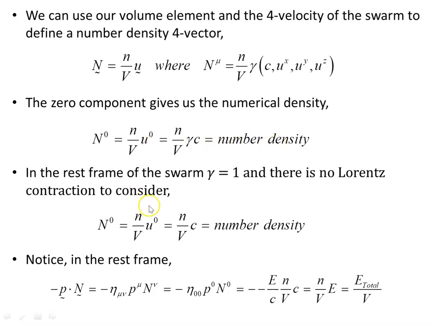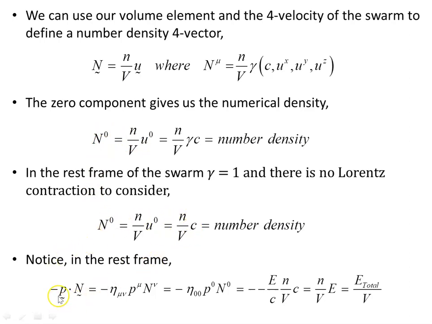Now, as we've just seen on the previous slide, in the rest frame of the swarm, gamma is 1, and so our observer noticed that there was no Lorentz contraction to consider. For her, in her rest frame S, N^0 is n over V times u^0, which is n over V times c. There's no gamma factor. Whereas she observes in frame S prime n over V times gamma times c for her number density in S prime, and in S she observes just n over V times c.